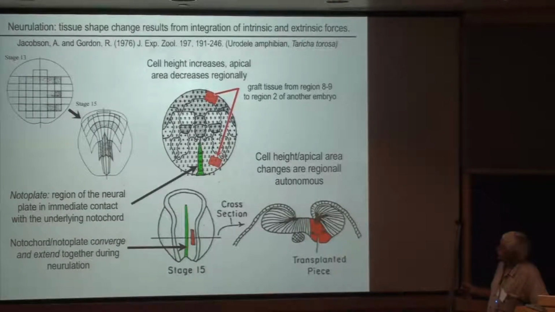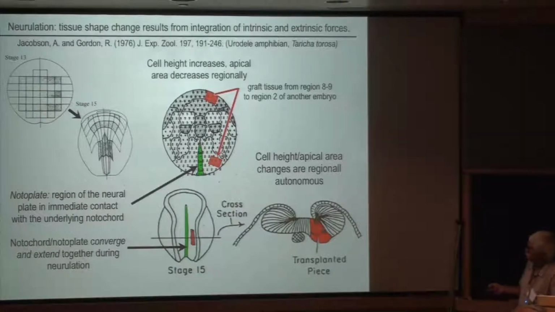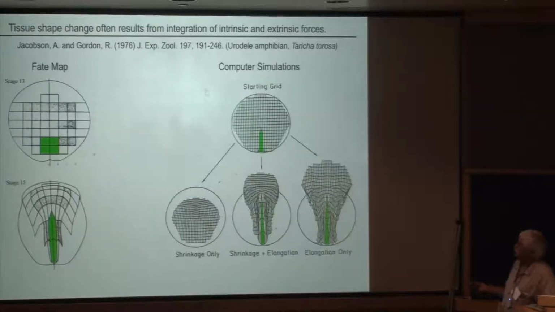The other thing that is involved here is the notoplate. Underneath this is a notochord, and then the region above it is called the notoplate. And they converge and extend together and force the elongation of this thing. Or at least that was his hypothesis. So here's the fate map of what happens. And he did one of the early computational models of this process.